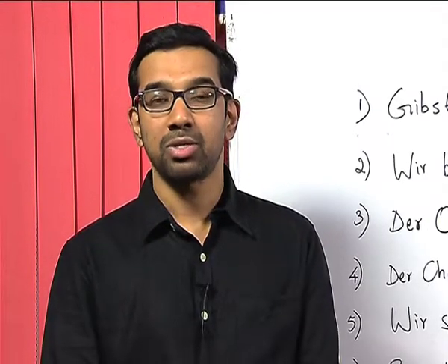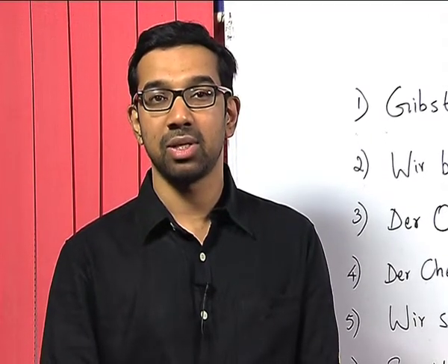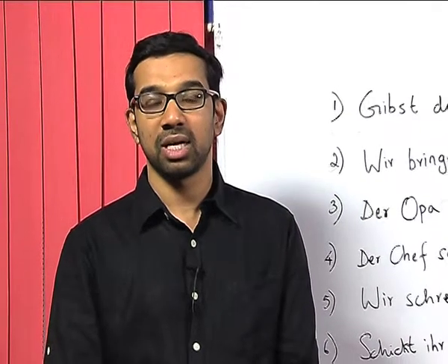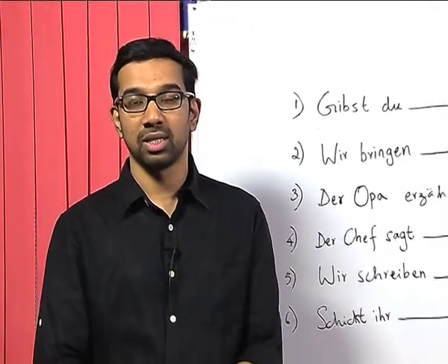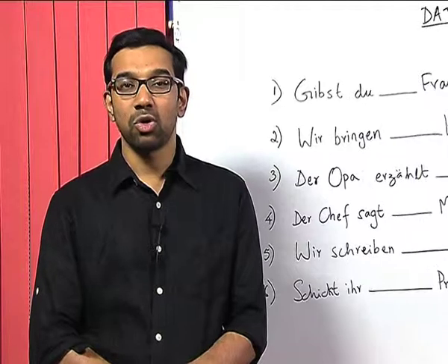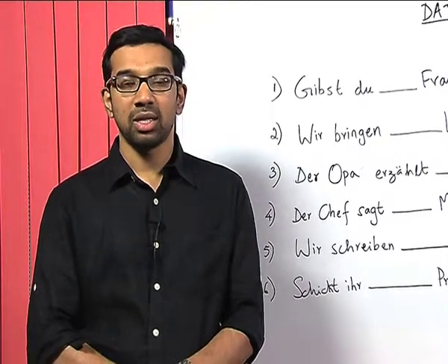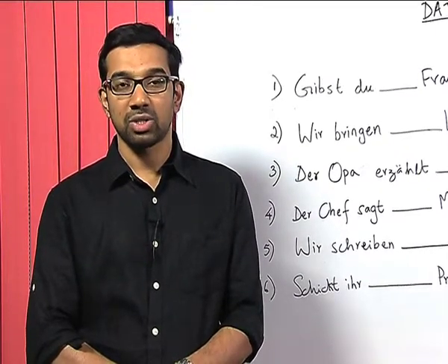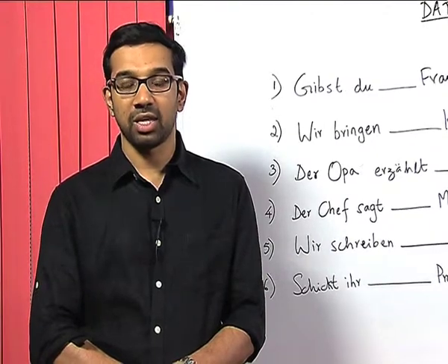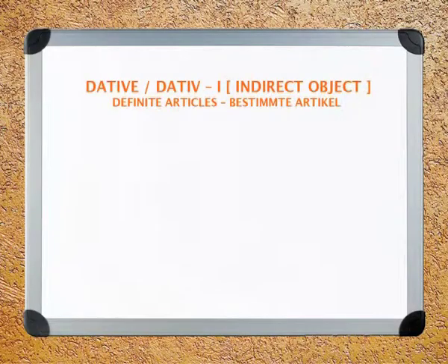Now, let us do some sentences as examples to understand the definite article or the unbestimmte article in dative. We would also see how in the sentence dative, accusative and nominative are differentiated. Now, please look at sentence number 1.